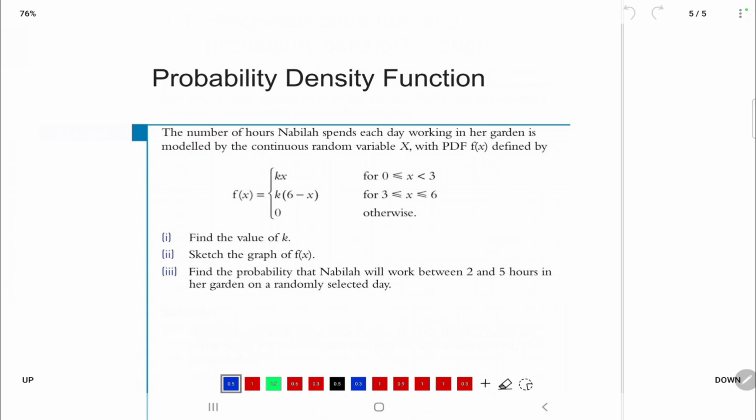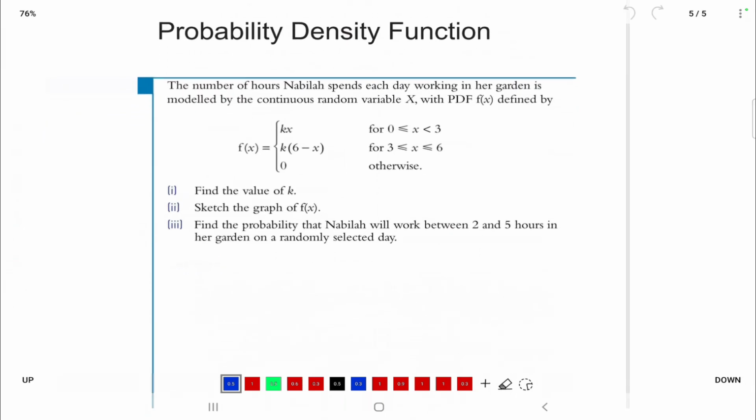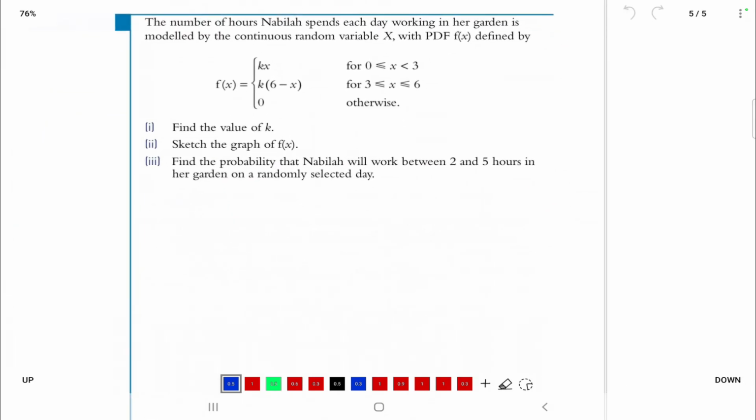Find the value of k, sketch the graph of f of x, and number 3, find the probability that Nabila will work between 2 and 5 hours in her garden on a randomly selected day. So now, solution. The first part. Find the value of k.